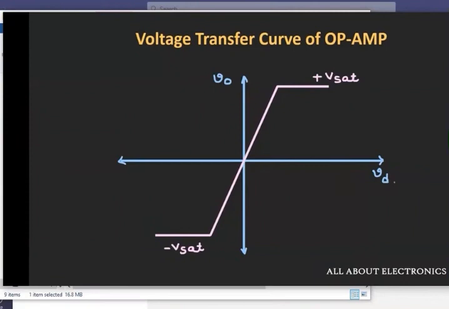So if you see the voltage transfer curve of the op-amp, then it will look like this. Here the x-axis represents the differential input that is being applied to this operational amplifier, and the y-axis represents the output voltage of the amplifier. And here the slope basically represents the gain of the amplifier, which used to be in the range of 10 to the power 5 to 10 to the power 6.